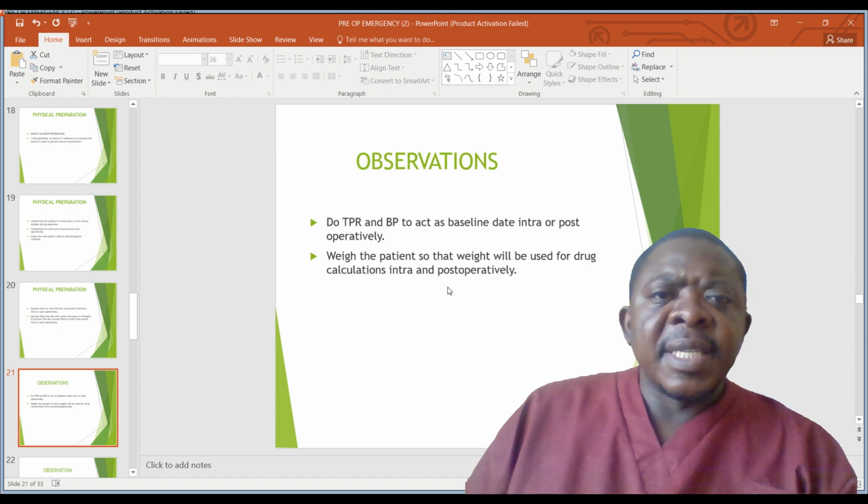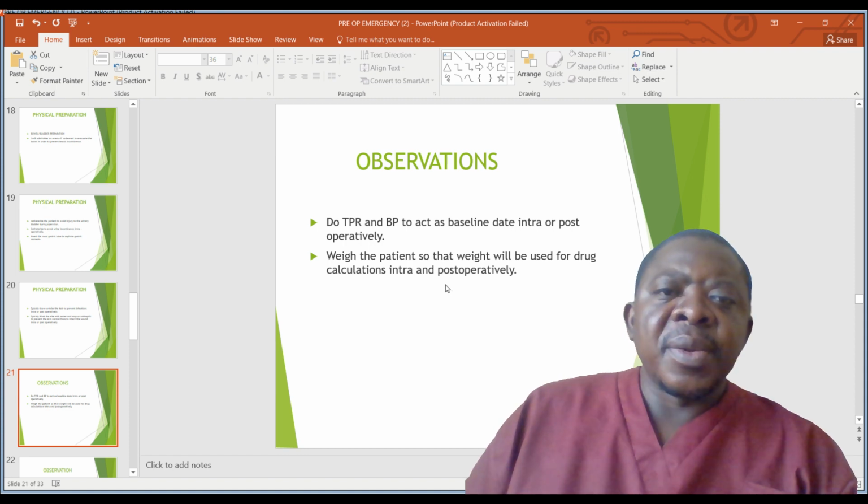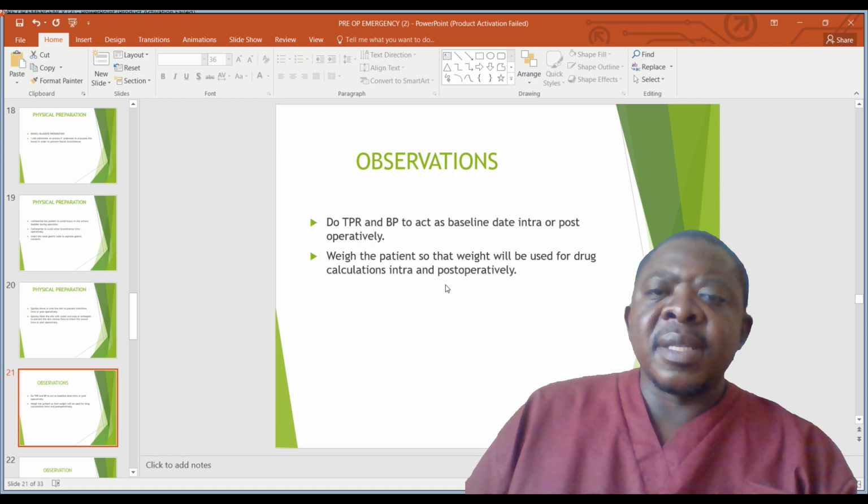Observations. You can do temperature, pulse, respiration, and blood pressure. This is to act as baseline data intra or post-operatively, and you can weigh the patient so that the weight will be used for drug calculation intra and post-operatively.